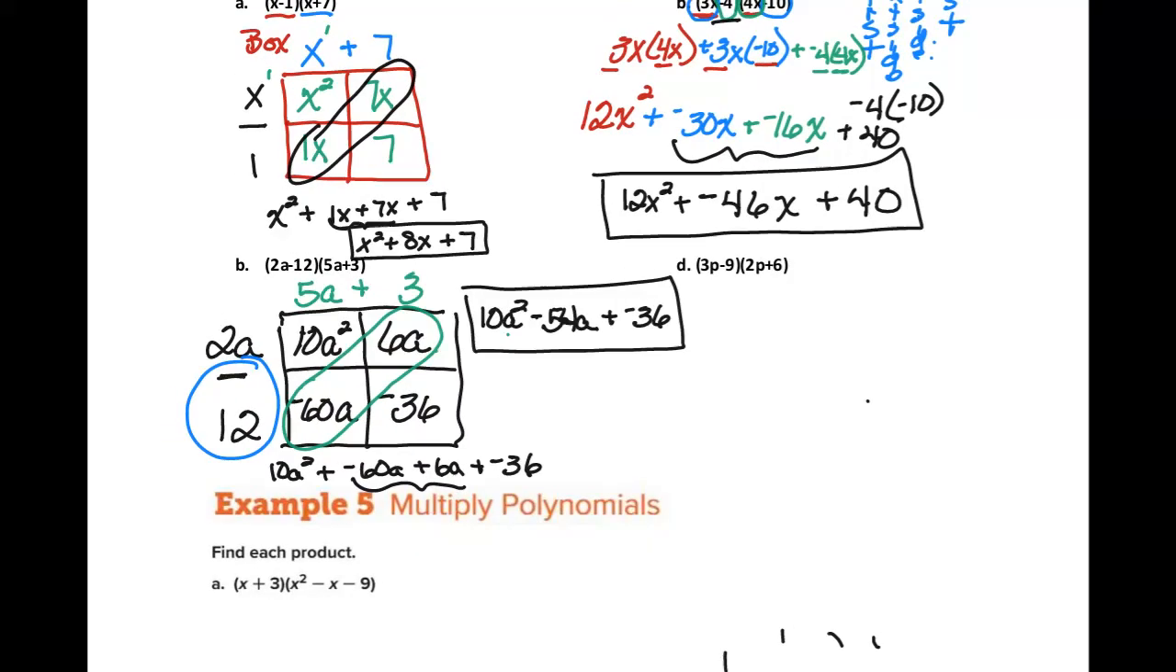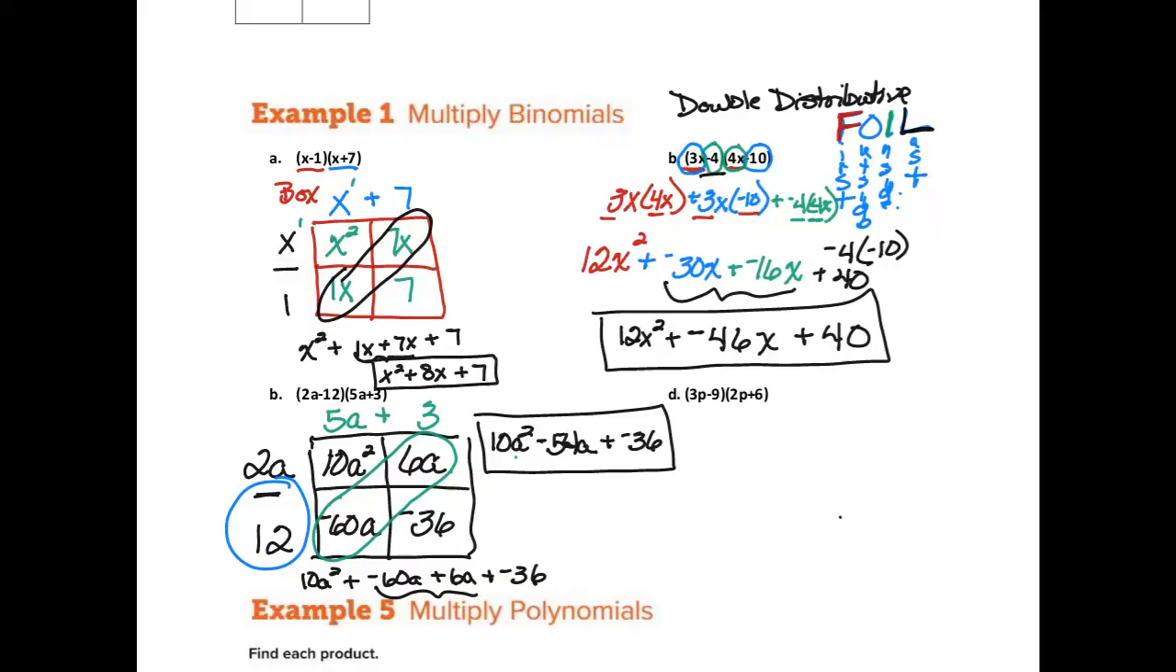I think, how do you guys feel about multiplying a binomial times a binomial? Would you like to see one more, or do you want to have some actual homework time? Homework time? Okay. So we will stop there for today. We will resume these notes on Thursday.